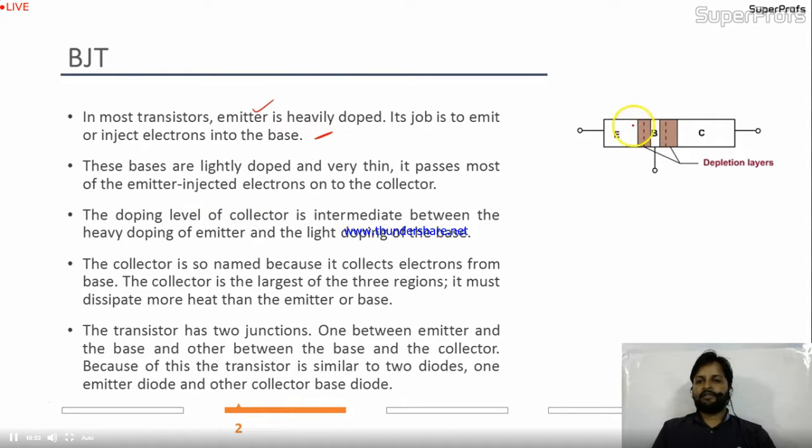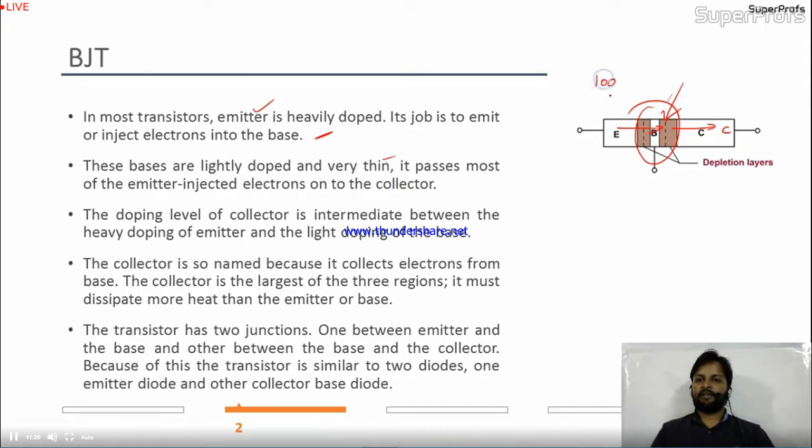It will inject electrons into the base. The electrons will come to the collector region by crossing the base region, right? So the base is lightly doped and very thin. It passes most of the emitter-injected electrons on to the collector. If 100 electrons are emitted by the emitter, they will go to the base region, and 97 or 98 electrons will come out. Okay.